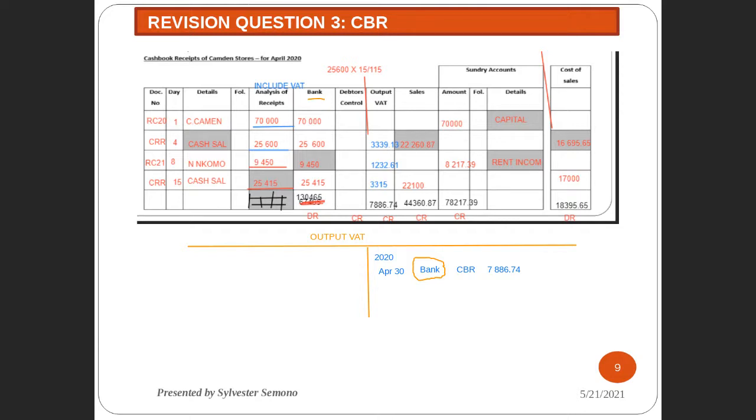So in a nutshell, everything that you're going to open here, except cost of sales, will have bank as the contra. So avoid saying total. You only say total because it is the main account under bank. Are we together, guys? Can I see yes, yes, yes, yes?